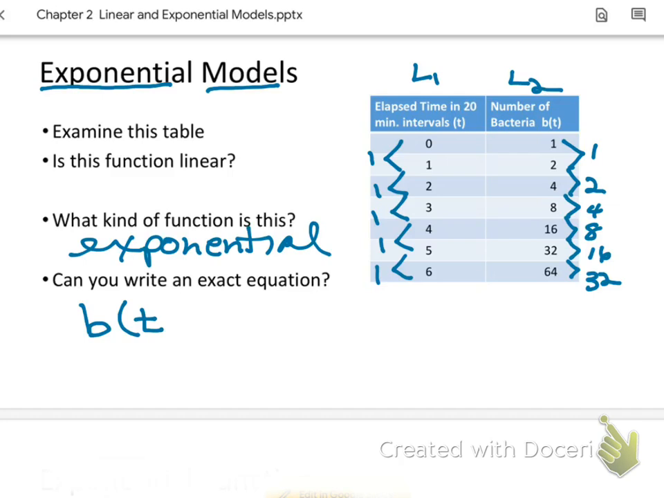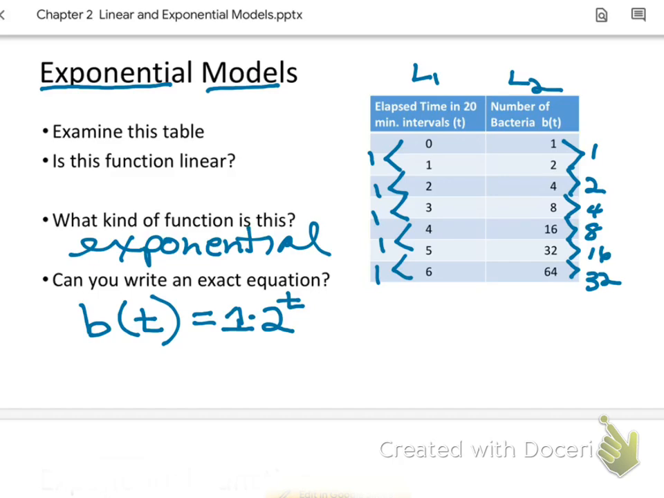The bacteria at that time, so elapsed time in 20-minute intervals. So 0 is your starting point. So 0 is your k value. We'll talk about the parts of the exponential function in just a second. What base is being represented here? Well, it looks to me like it's base 2. So 1 times 2, and then you raise that to the power, the exponent, thus an exponential equation.